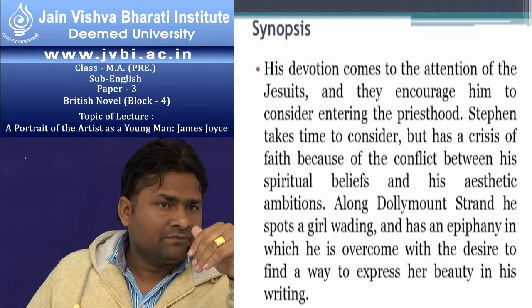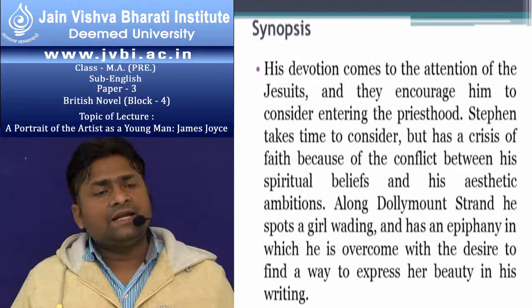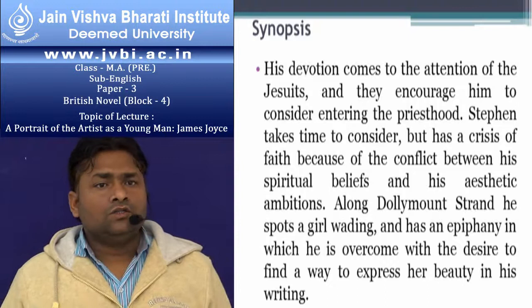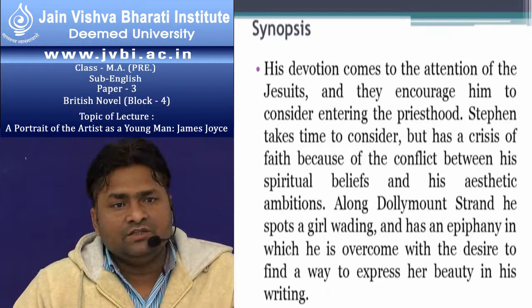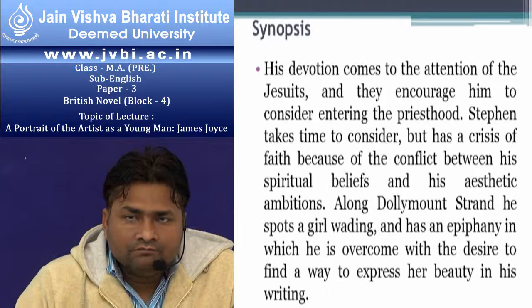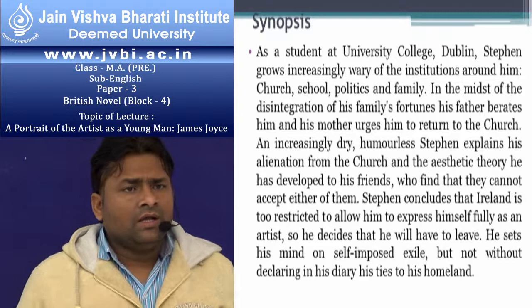At one time, he was caught between his spiritual beliefs and aesthetic ambitions. He could not decide what to do. He could not decide where to go along Dollymount Strand. He spots a girl bathing and has an epiphany in which he is overcome with the desire to find a way to express her beauty in his writing. So he could not decide actually where to go, where not to go. So that was a very critical phase of his life.